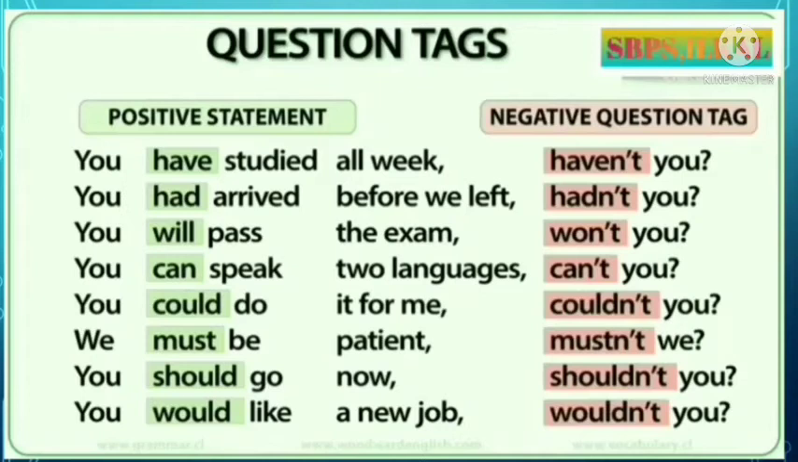You can speak two languages, can't you? You could do it for me, couldn't you? We must be patient, mustn't we? You should go now, shouldn't you? You would like a new job, wouldn't you? So, whenever the sentence has more than one verb, we can take the first verb and frame the question tag.